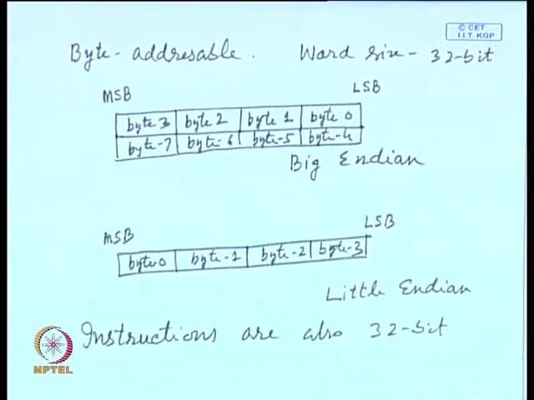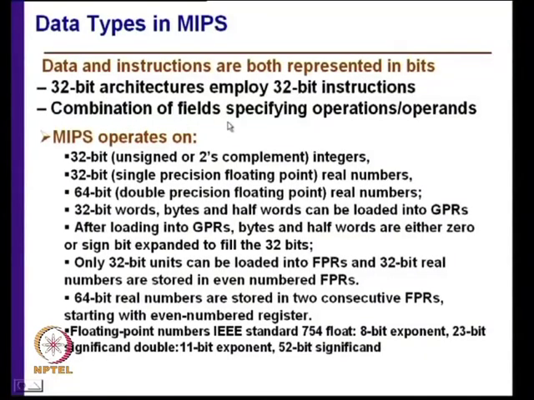That means you have a single size for instructions, it is not variable length. So, it is a fixed length instruction, each of 32 bit, and this is one of the important characteristics of RISC processors. And obviously, MIPS is a RISC processor, and as a consequence, it uses a single size, not variable size, of instructions. And a combination of fields specifies the operation and operands. Later on, I shall discuss how the 32 bits have been used in different addressing modes.